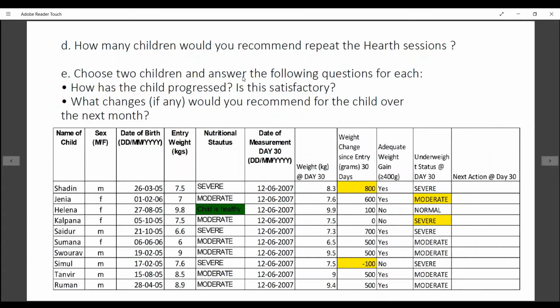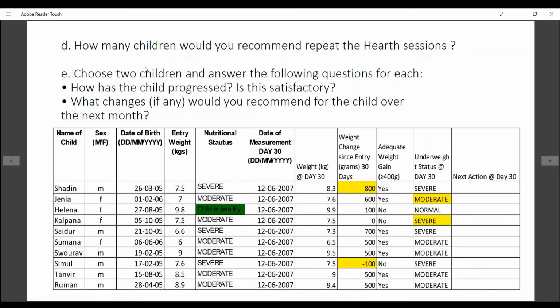So how many children would you recommend to repeat the HEART session? Remember, with the new version of PDH, we no longer repeat the HEART session after 30 days. We continue monitoring and provide support to every child, and we repeat HEART after 3 months.